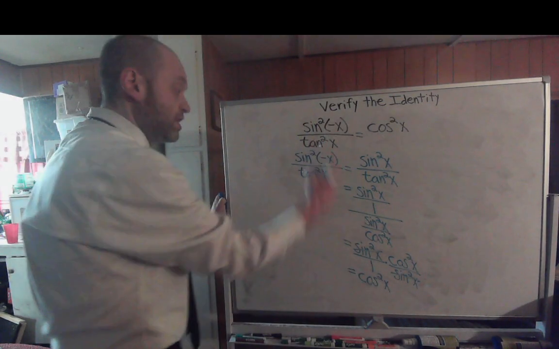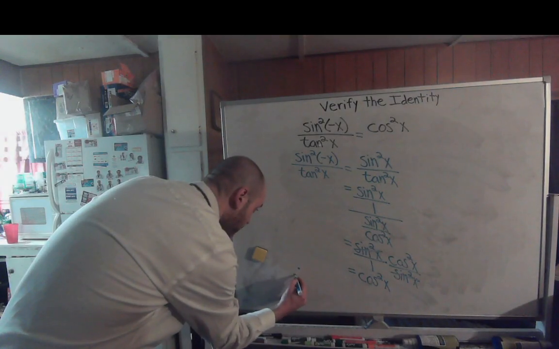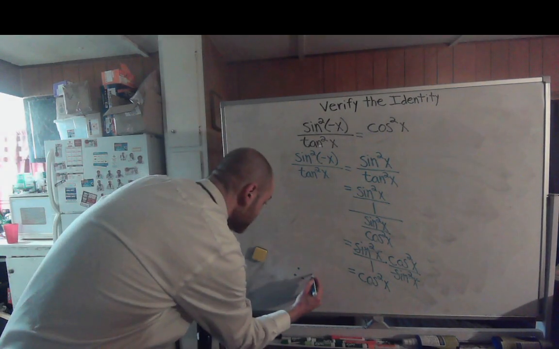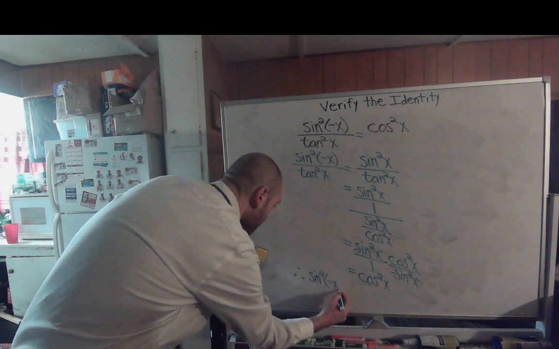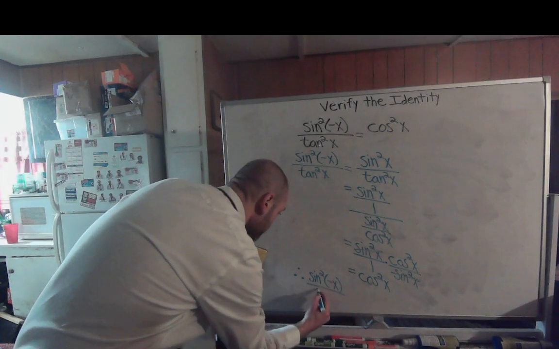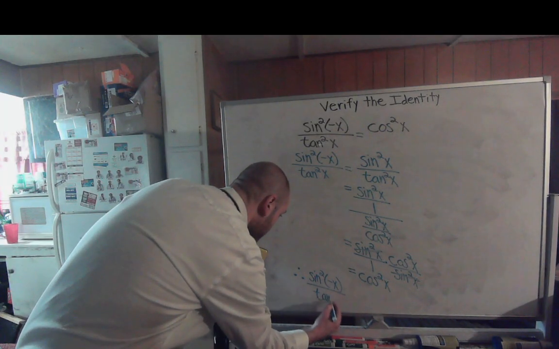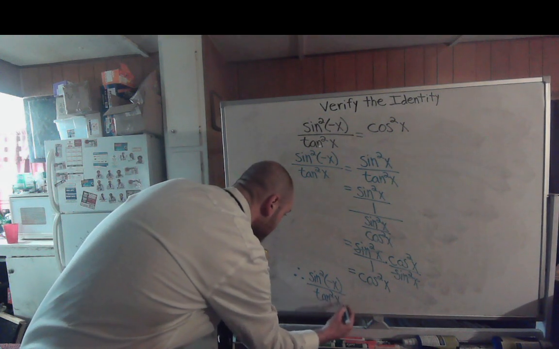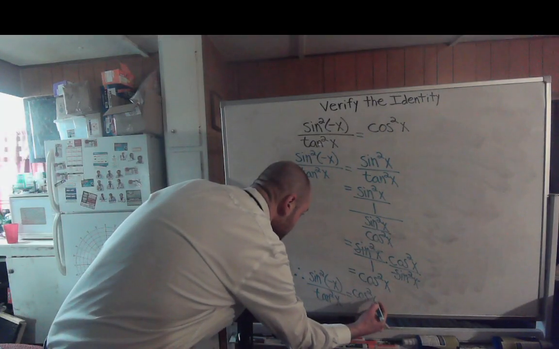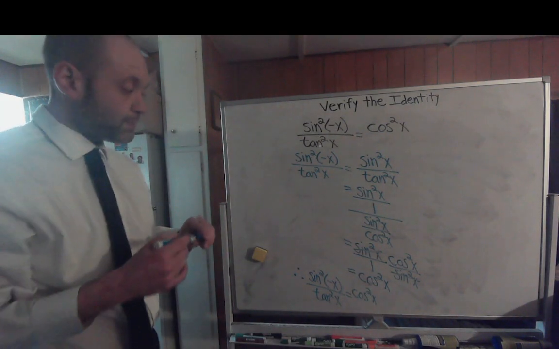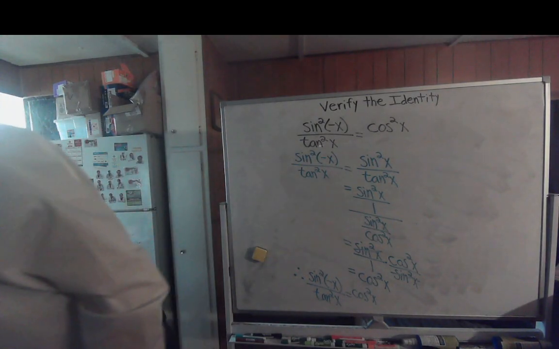So we've just verified the identity, therefore you can say the sine squared of negative x over the tangent squared of x equals the cosine squared of x. I should have 3 more.